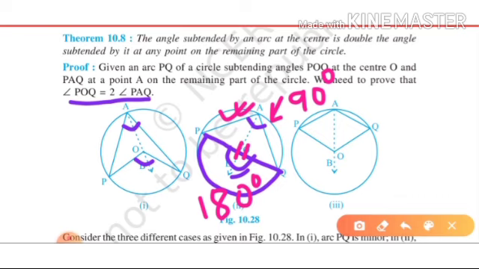That is why we get that angle in the semicircle. This is a triangle, and the angle in the semicircle is always a right angle. So the angle in a semicircle is a right angle.